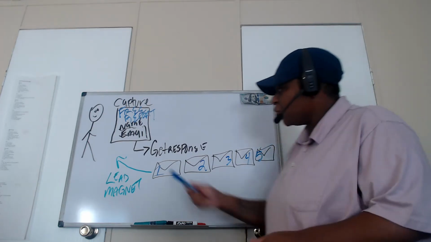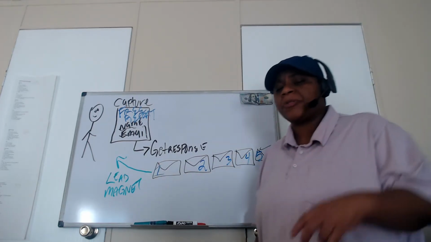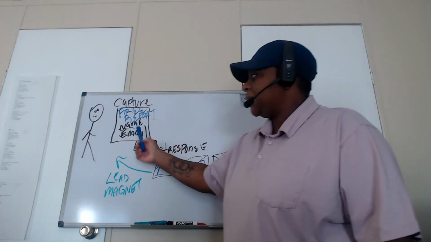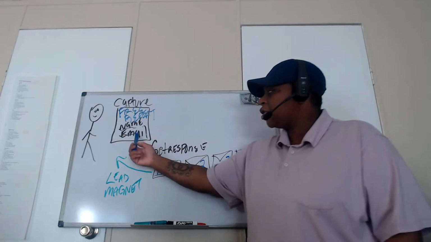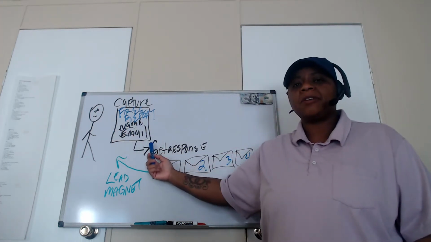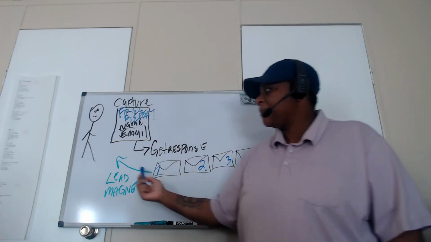So that's what's going to happen. Remember, I told you a couple things are going to happen simultaneously. Well, that was the first thing. When they enter that name and email address, it drops down into your GetResponse email list, and then that email goes out.